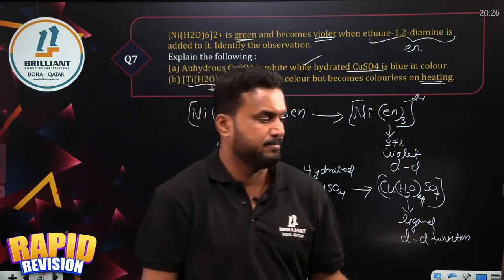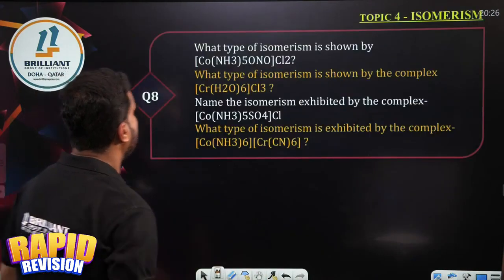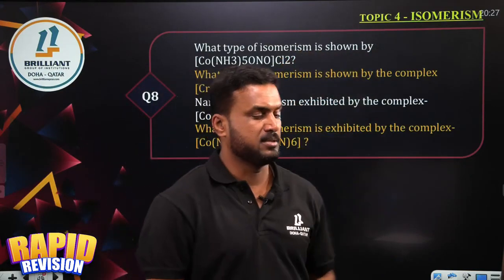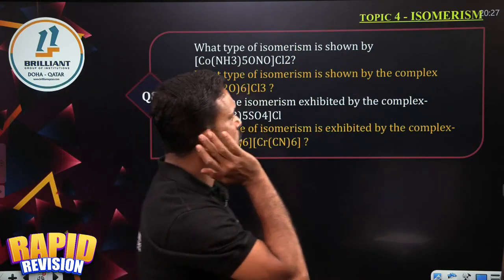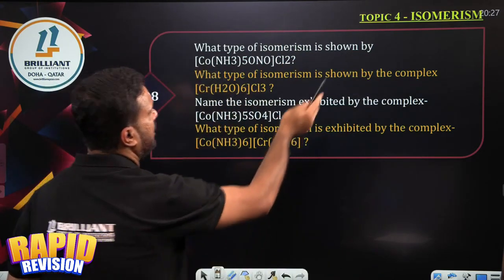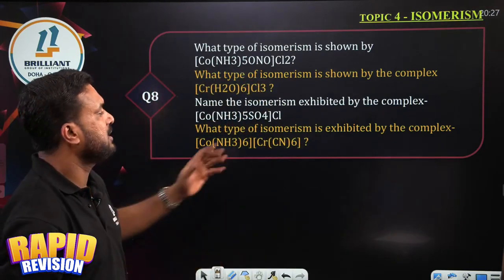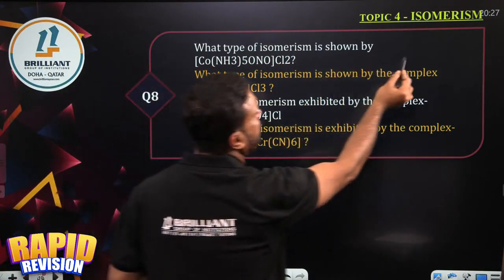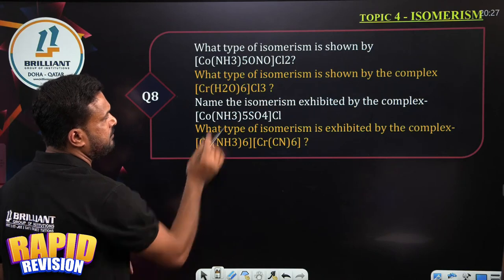These types of questions are there for the board. Now we will go to question number 8. Again the topic is isomerism. We have two more topics for this chapter: isomerism for complex compounds, and geometrical isomerism. One question is there, we will discuss. What is the type of isomerism shown by this complex?